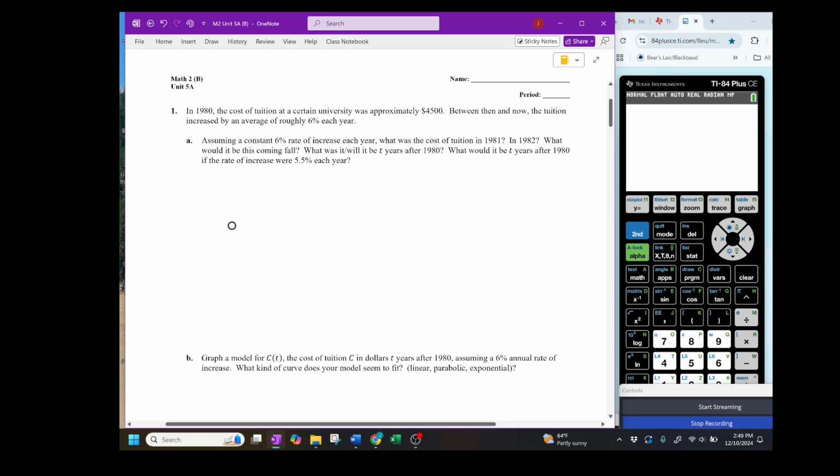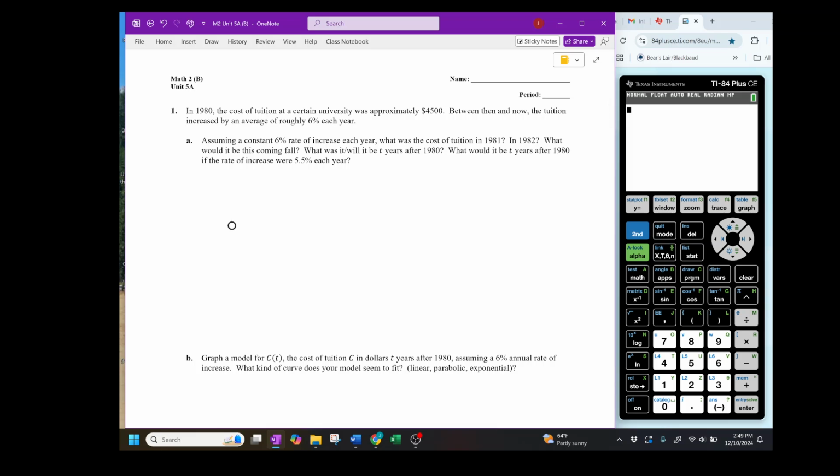Okay, so let's take a look at Unit 5. Unit 5 is going to be about stuff called exponential functions, which some of you may have studied before. So let's just look at some examples. We'll just work our way through some of these problems, and you'll see that a lot of these are related to growth rates.